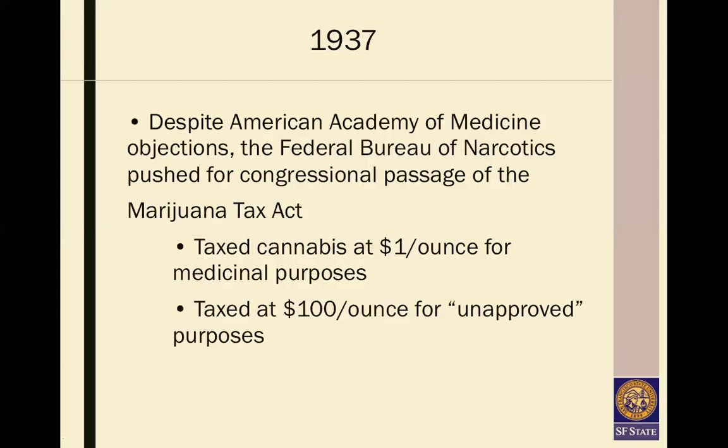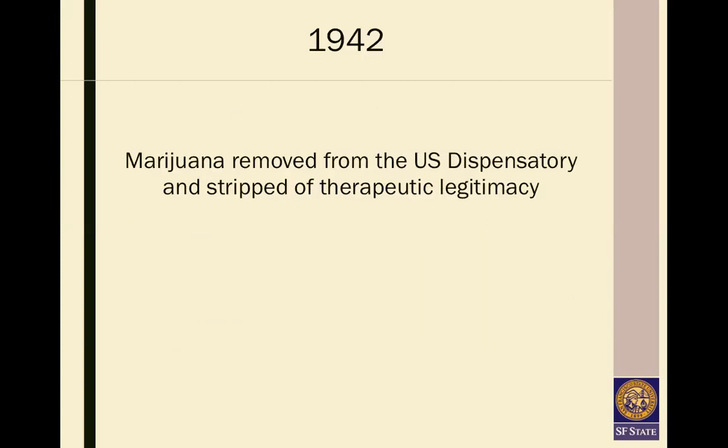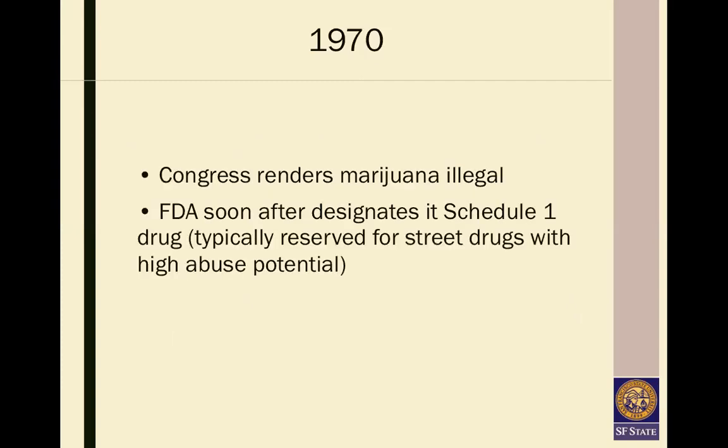But despite the American Academy of Medicine's objections, the Federal Bureau of Narcotics pushed for congressional passage of the Marijuana Tax Act. So basically, it started taxing cannabis, $1 an ounce for medical purposes, and it was much more expensive for unapproved purposes. This was in 1937. So they started taxing marijuana. And then in 1942, it was actually stripped of its therapeutic legitimacy. So they took it out of the U.S. dispensary, not even sold anymore.